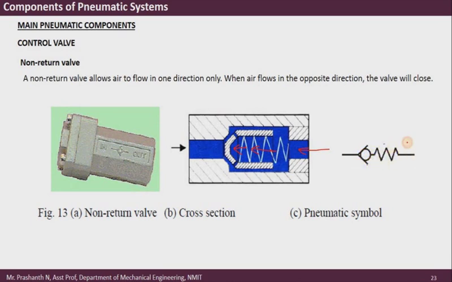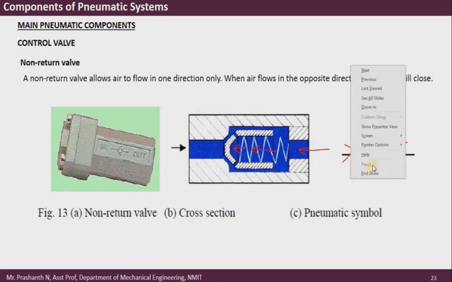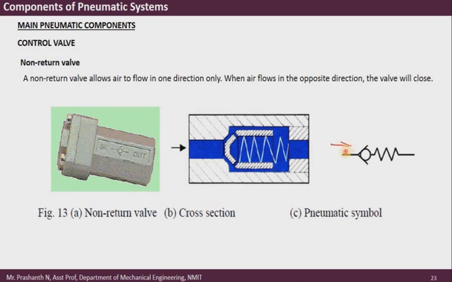If the air is coming from this side, the air will push the ball, which will sit on the valve seat here on the walls, so no air will come at the output, right? If there is air coming from this side, this will push the ball against the spring force, and as a result air will be passed at the output.